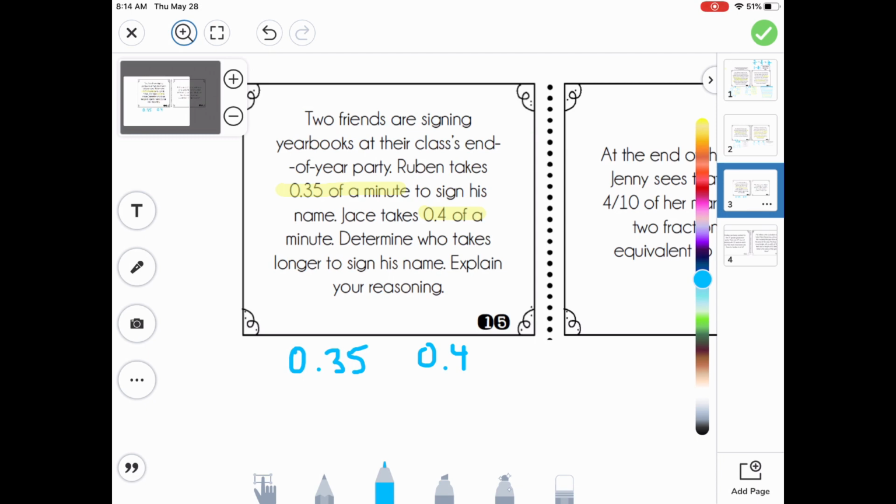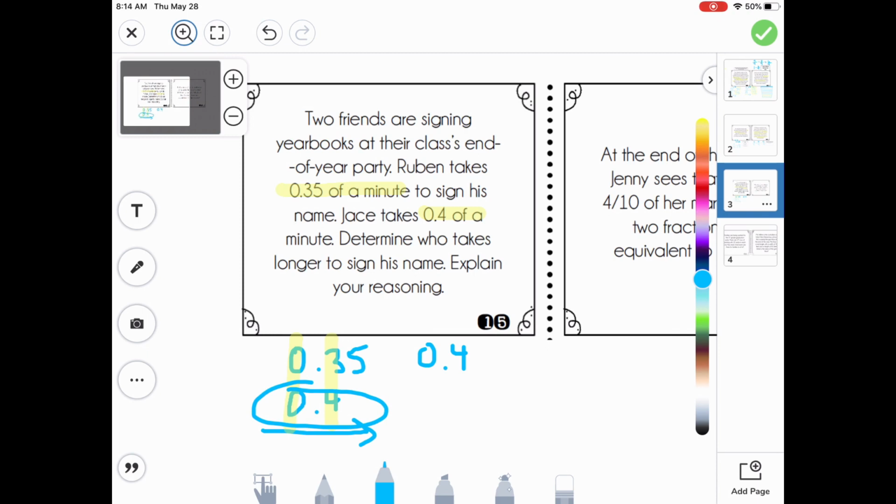When I'm comparing decimals like this, like I said, it's always helpful to stack them up and make sure that you're lining up your decimal so that each place value is lined up. You start by comparing from the left to the right. So starting with the largest, they both have no ones, and then you move over to the next one. So it took Reuben 3/10ths of a minute, and it took Jace 4/10ths of a minute. So I can tell this one already is larger.